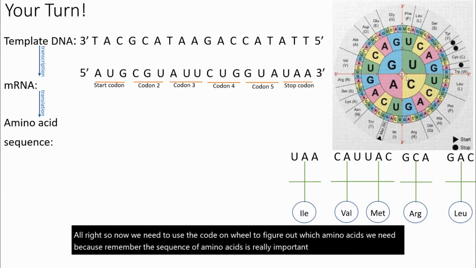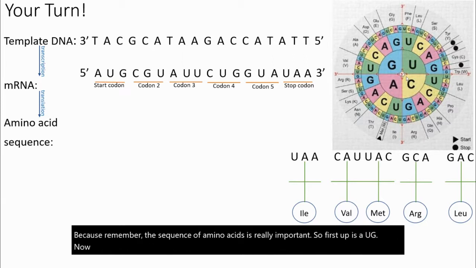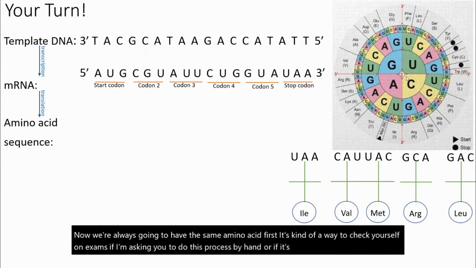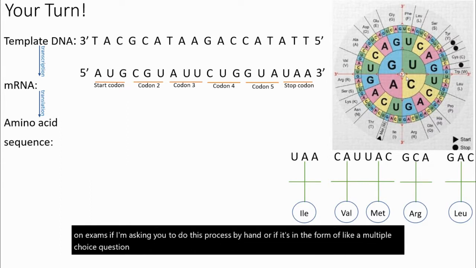So first up is AUG. Now we're always going to have the same amino acid first. It's kind of a way to check yourself on exams. If I'm asking you to do this process by hand, or if it's in the form of a multiple choice question, your first amino acid is always going to be methionine. But let's practice using this codon wheel.